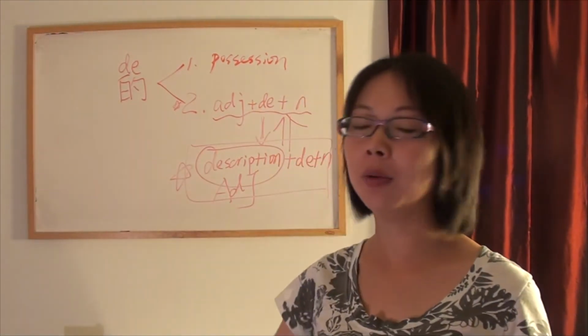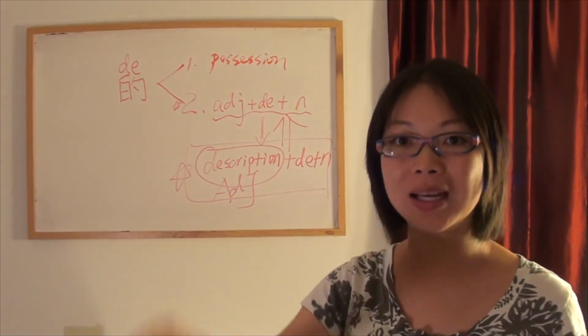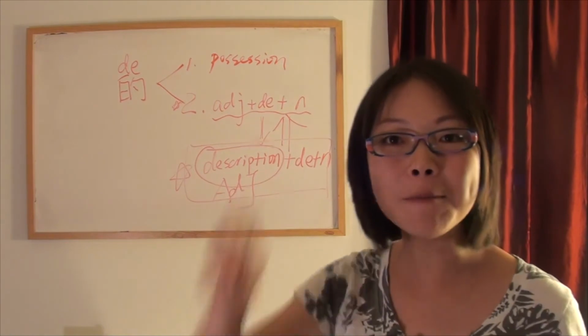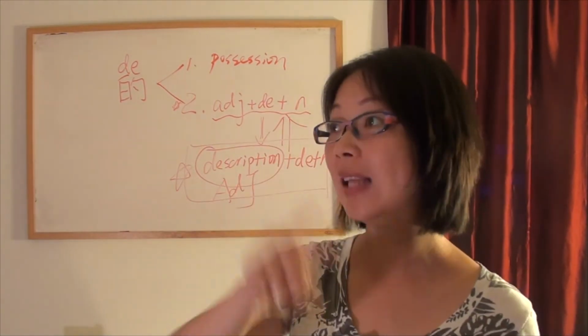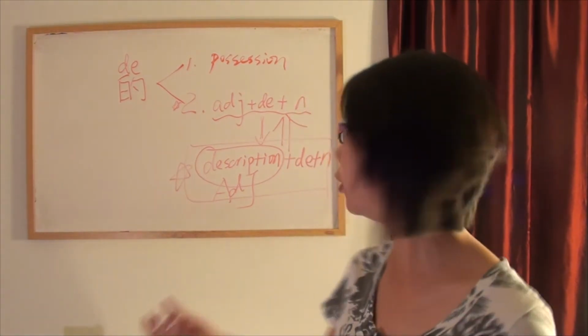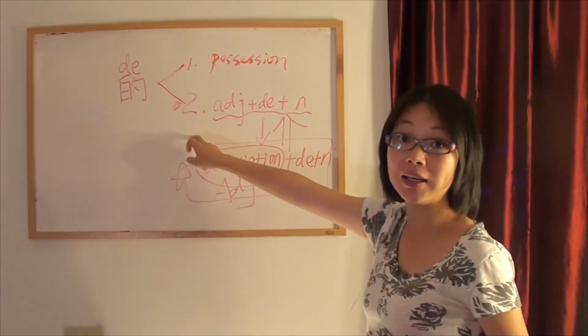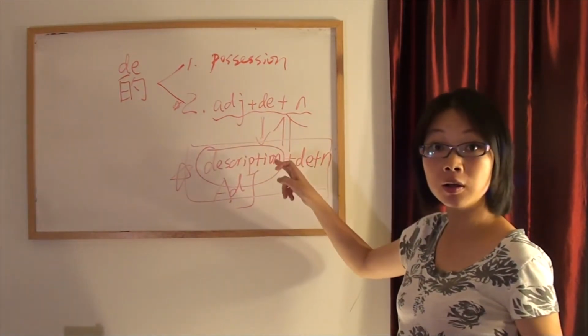One more example. That is the book which I like most. Or that is the book I want to buy. That is the book which I want to buy. That is English. In English, you put the book at the beginning, right? That is the book which I want to buy is the description after the noun.